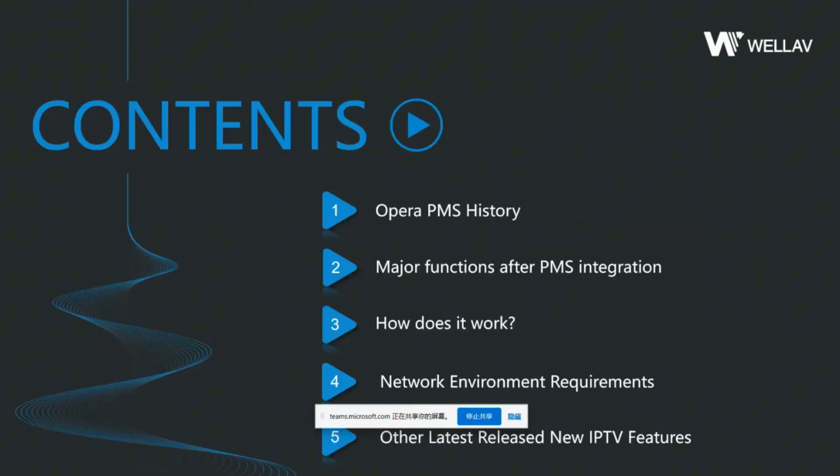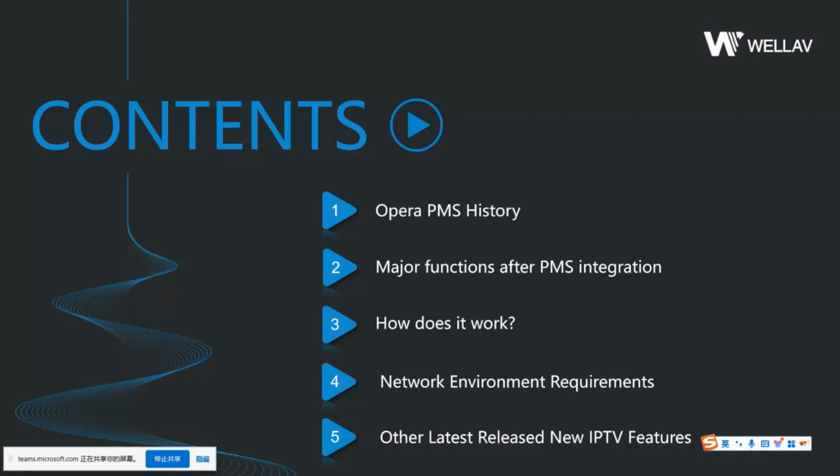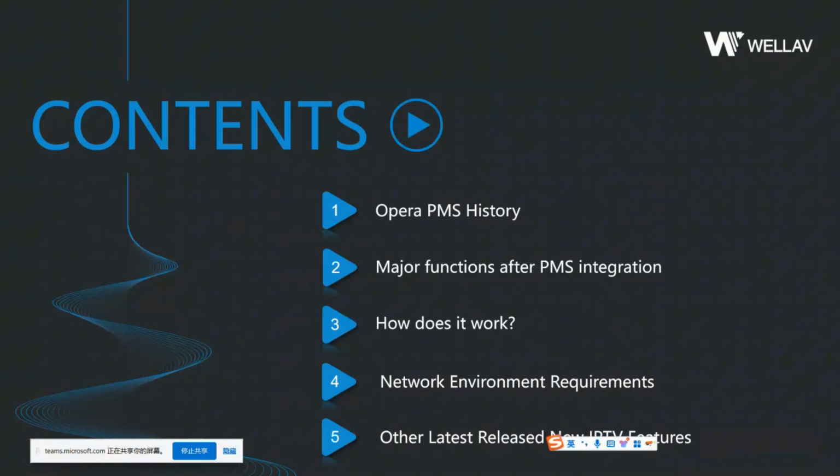From the content table here, we can see that we will introduce the Opera PMS, the history of Opera PMS, and also the major functions that the PMS can achieve. PMS is short for property management system. It's a hotel management system that can maintain the facility and the check-in, check-out, and all the hotel room control and management. The first part I will introduce is the Opera PMS history.